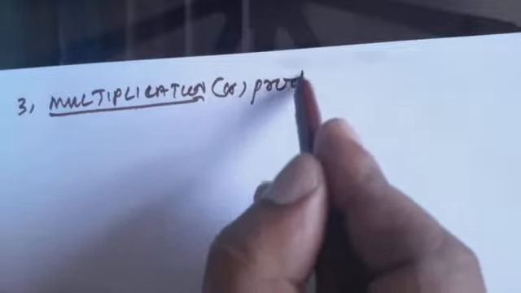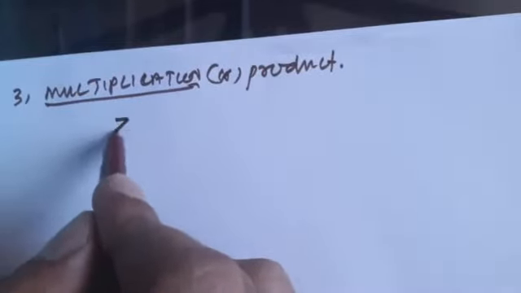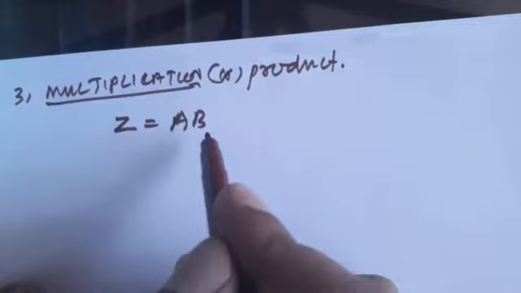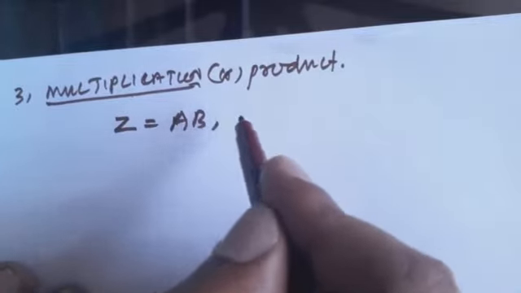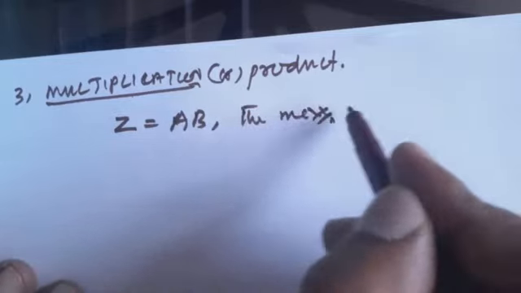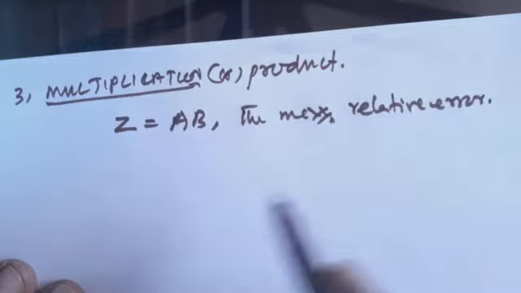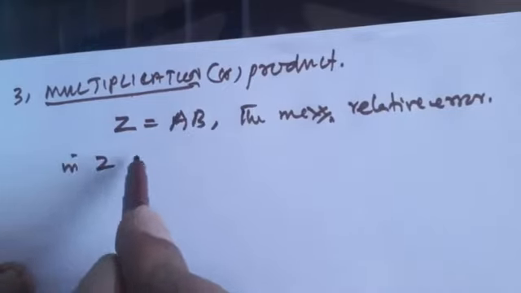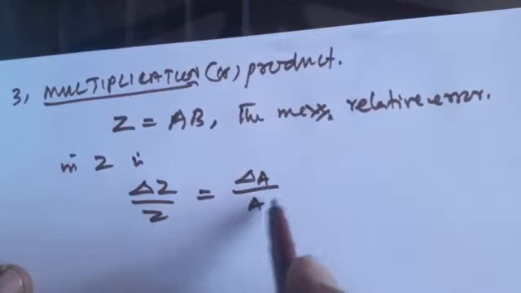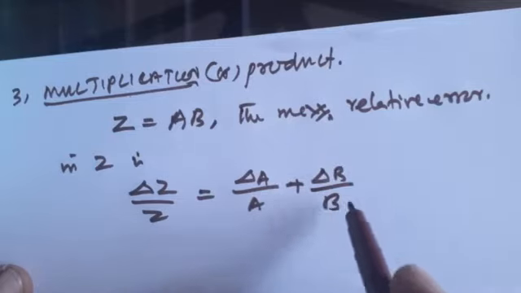Third, multiplication or product. In product, same example: if z equals ab, in the first case a plus b, in the second case a minus b, now the product ab, then the maximum relative error in z is delta z by z equal to delta a by a plus delta b by b.